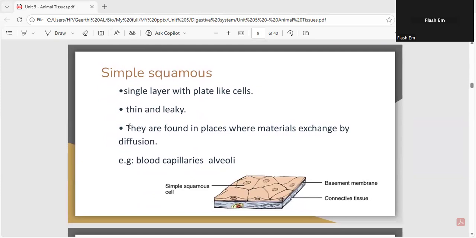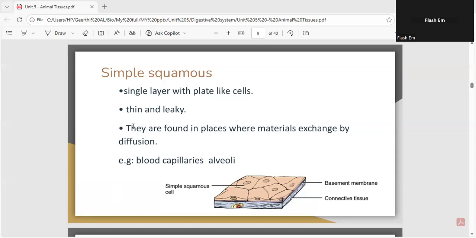So let's see about each and every type of epithelial tissue. One is simple squamous. For every word coming with simple, you should write a single cell layer, and exceptionally you have to write that for pseudostratified also. I'll explain that later. So simple squamous is a single cell layer with plate-like cells.